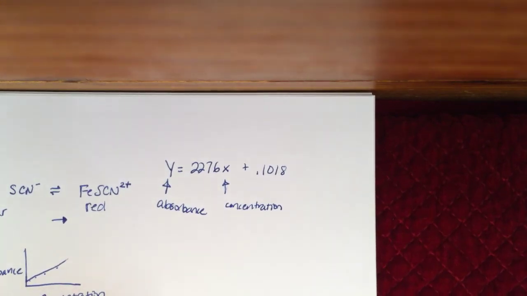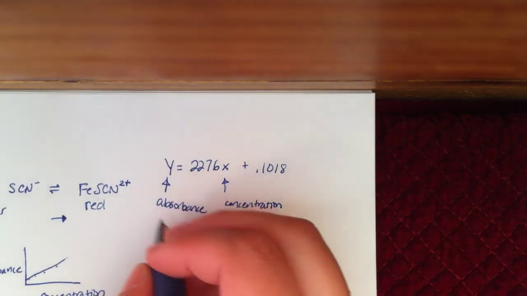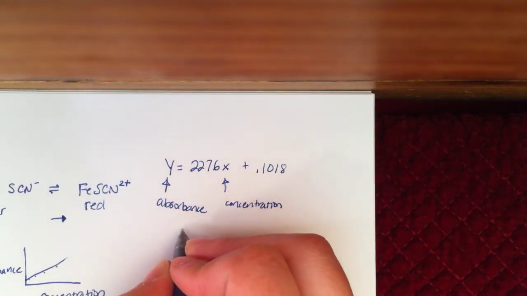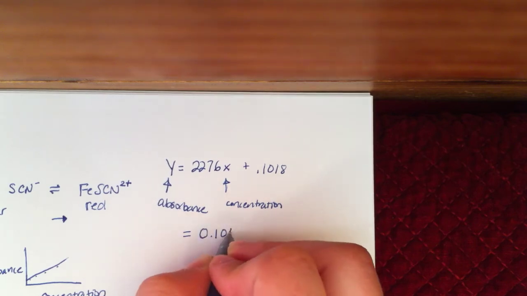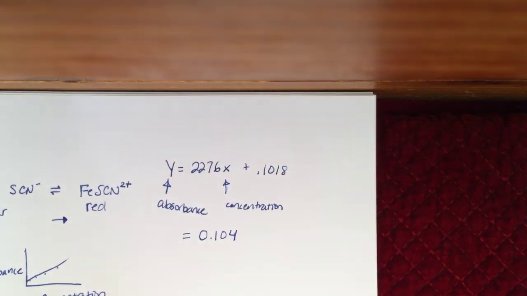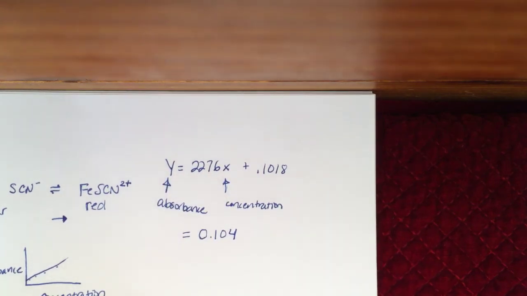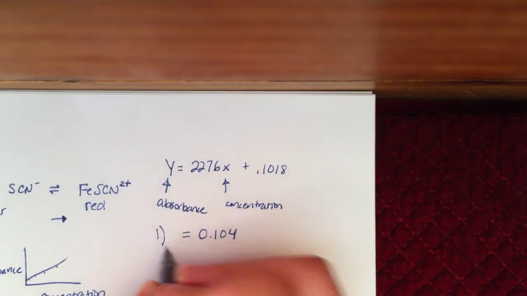And using that line of best fit, I gave you an absorbance value. So for the unknown, we said that that value was equal to 0.104. And you could substitute in here and solve for what the concentration should be, or the measured concentration. And that was question number 1 of the analysis.